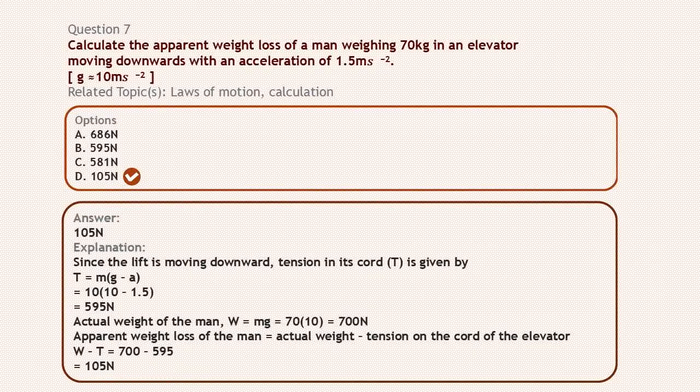So the mass of the man from the question is 70. So we have 70 in bracket, acceleration due to gravity is 10 minus acceleration of the lift, which is 1.5. So you have 70 times, 10 minus 1.5 is going to give us 8.5. So you have 70 times 8.5, that is 595 newton. So this is the weight that is felt in the lift. The weight loss of the man is now going to be the actual weight of the man minus the tension in the cord of the elevator, or the weight that is exerted on the floor of the elevator. So that will be 700 minus 595, so that gives 105 newton.